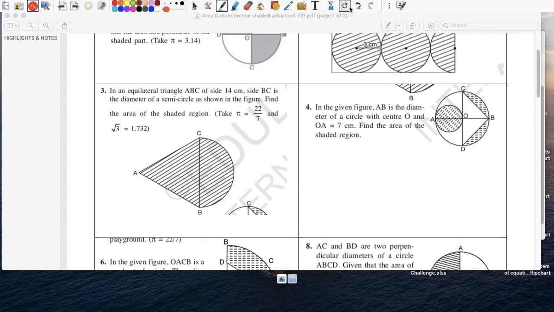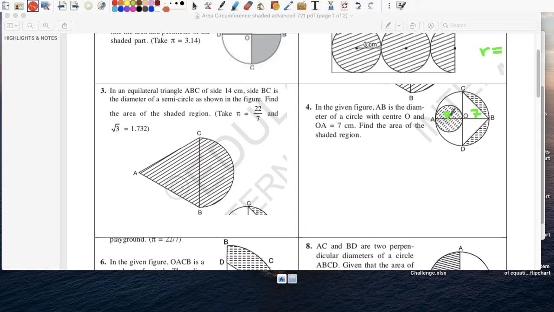4. In the given figure, AB is the diameter of a circle with center O, and OA is 7. Which means this is 7, so let me write this. So OA, which represents the radius of the big circle, is 7. So the diameter is 14 of the big circle. Find the area of the shaded region.